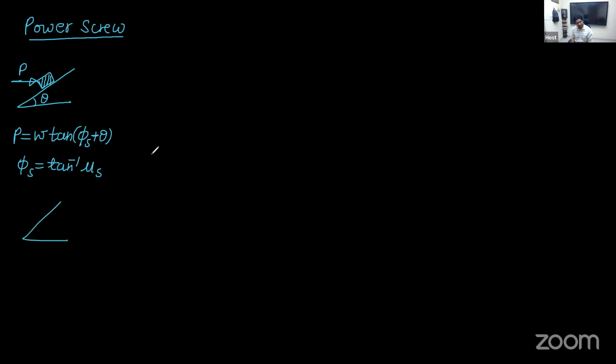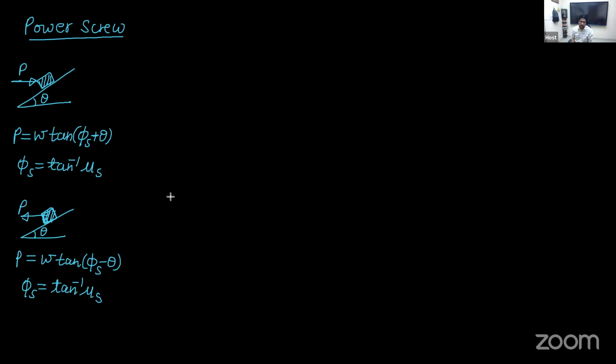Observation number 2: the horizontal force required to move a block down an inclined plane is W tan(phi s minus theta), where once again theta is the angle of inclined plane and phi s is the limiting angle of friction, also known as angle of repose.